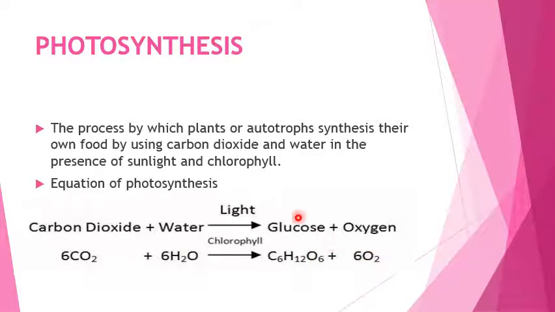So what are the sources of the carbon dioxide? From where does the plant get the carbon dioxide? That is from the atmosphere, from the surroundings. Water is absorbed by the plant from the soil during watering, the sunlight comes from the sun, and chlorophyll is the pigment present in the plant.